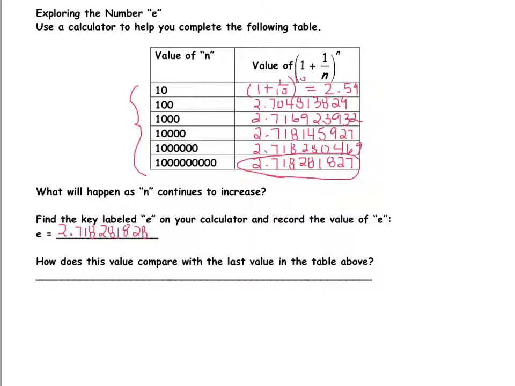You can see that this number is very similar to the last number that we got in our table. How does this value compare with the last value in the table? Well, it's very close to it. It's not that far away from it. So we have this value E. It is an irrational number, and this is how we got it, from using this table. We see that these values are going to get closer and closer to this number. So this is a limit for compounded interest.